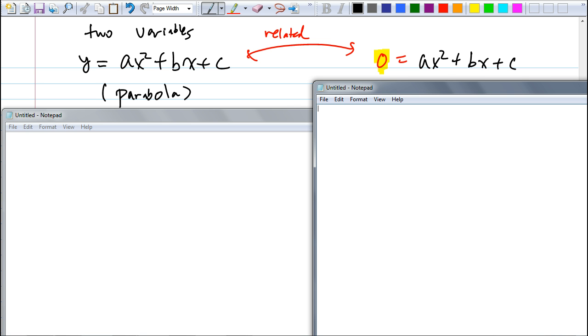How many say yes? How many say no? It's not necessarily true. How many people didn't vote? How many people are not so sure? Okay, I want you to discuss. What do you guys think?